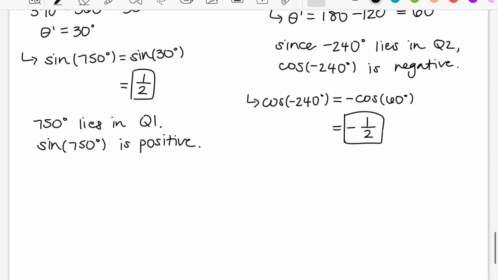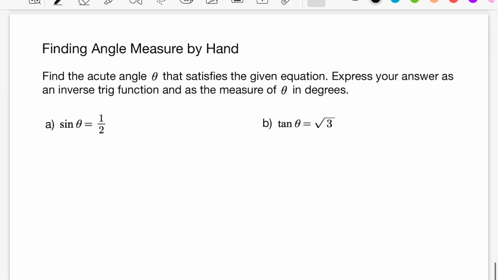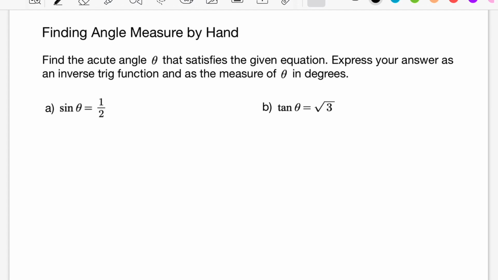All right, and the last thing we'll look at is finding angle measures by hand. So this example here will illustrate how to do so. We want to find the acute angle theta that satisfies these given equations here. And first, what we want to do is express our answers as an inverse trig function and then as a measure of theta in degrees.